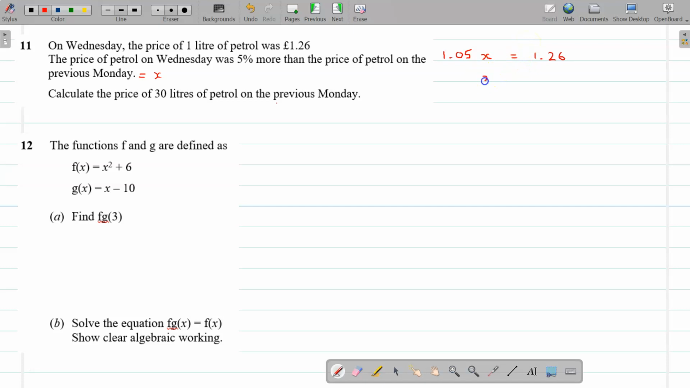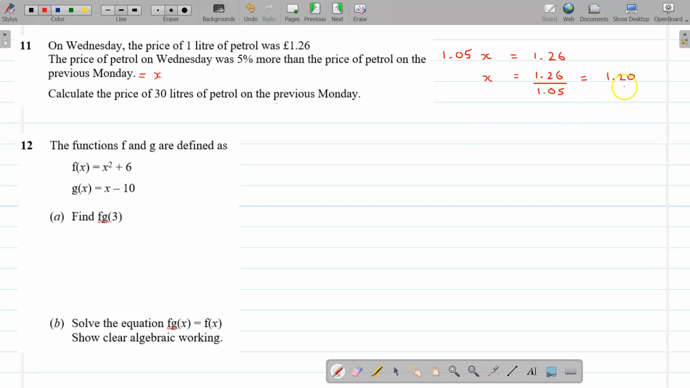So therefore, x must have been £1.26 divided by 1.05. If you put that onto the calculator, that gives you exactly 1.2, meaning that the price of petrol on that Monday was £1.20. A common mistake here is people try and work out 5% of £1.26, which is not the problem. The 5% applies to the x, not to the £1.26.